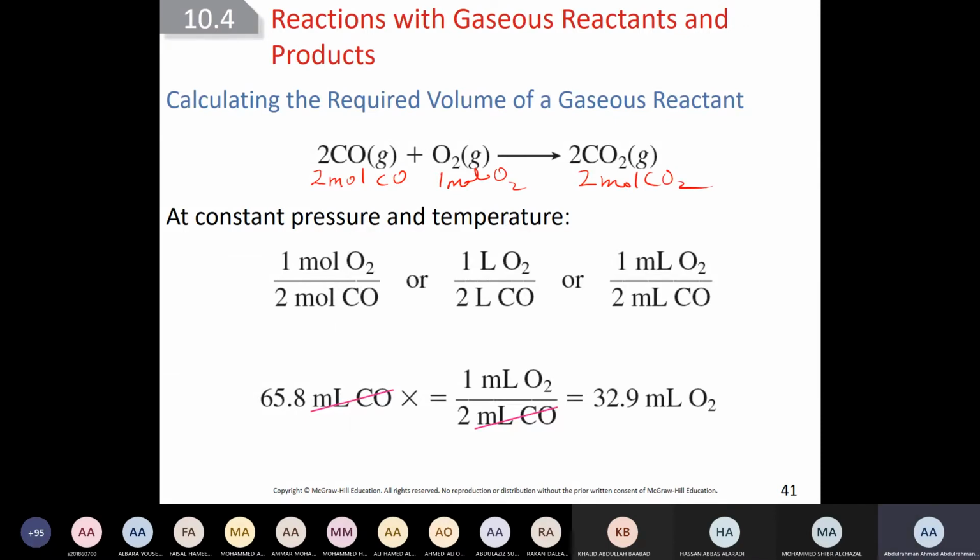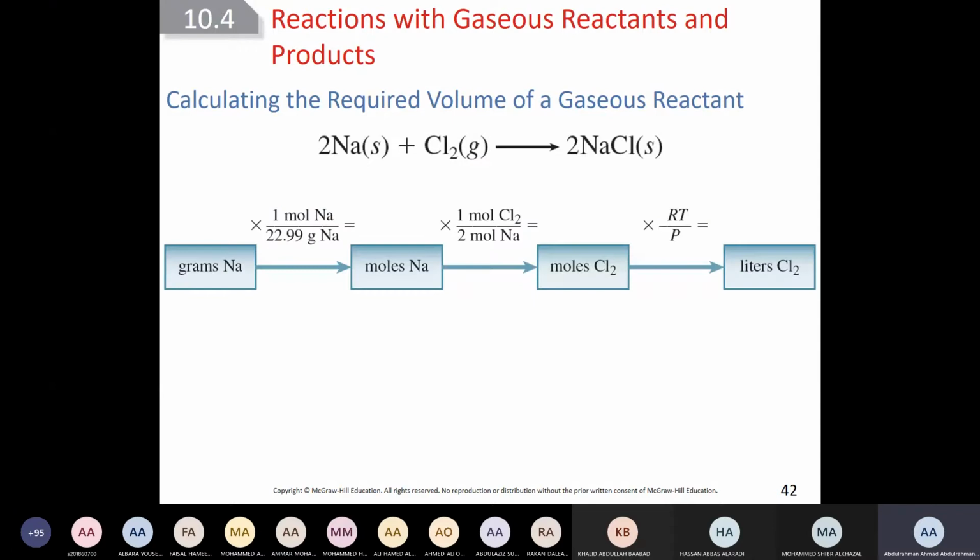Or at constant pressure and temperature, I can relate things by another way. What is it? Liter. 2 liter CO will react with 1 liter O2 to give me 2 liter CO2. I can relate things by this. All right?